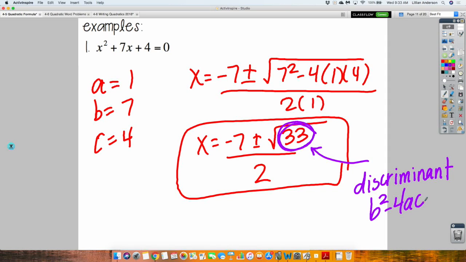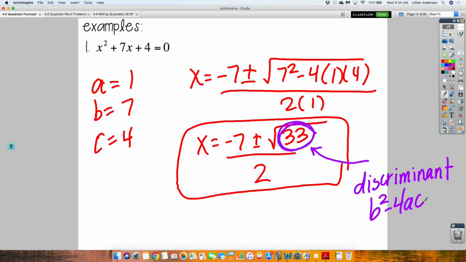If it's positive, you're going to have 2. There's 2 answers right here. It's just condensed into 1. That's what the plus or minus means. There's 2 there. If it's 0, you're only going to have 1. And if it's negative, you're going to have some imaginary numbers type stuff. Okay? So make sure you add that to your notes.